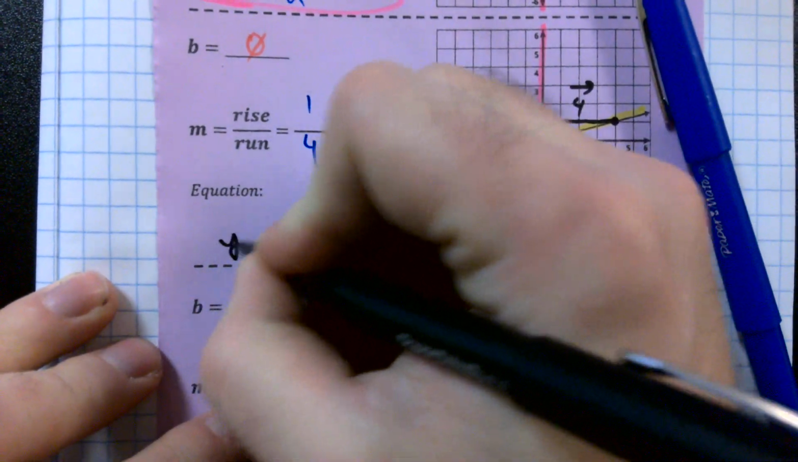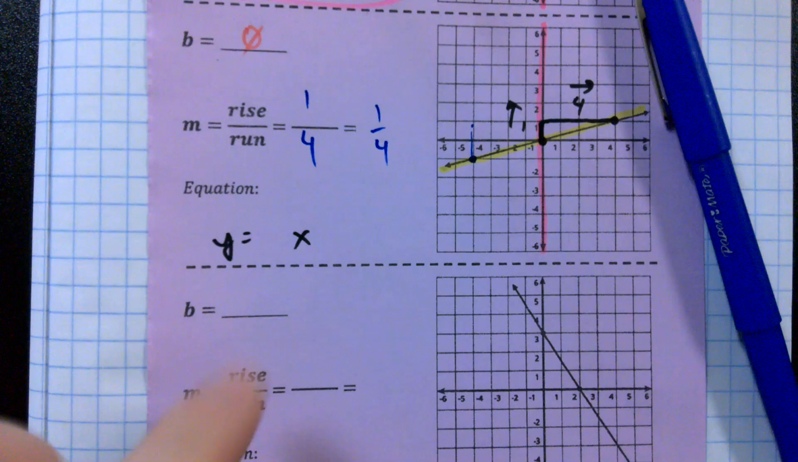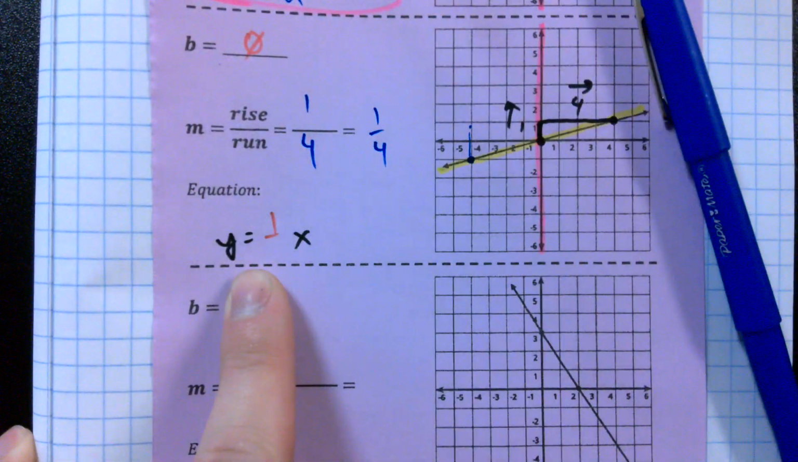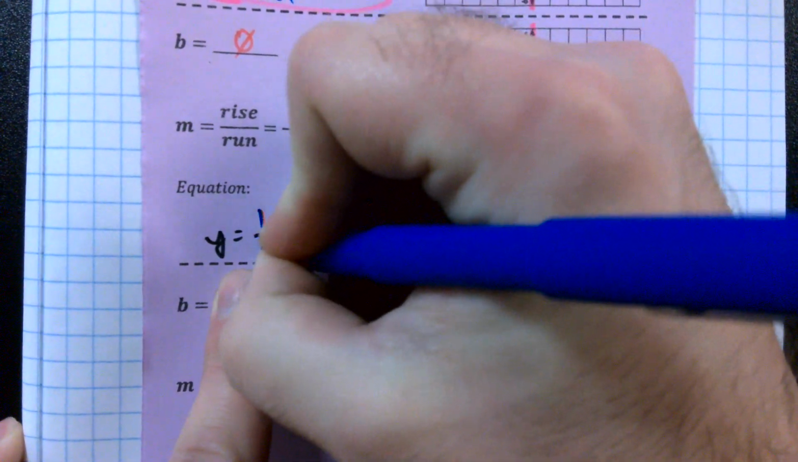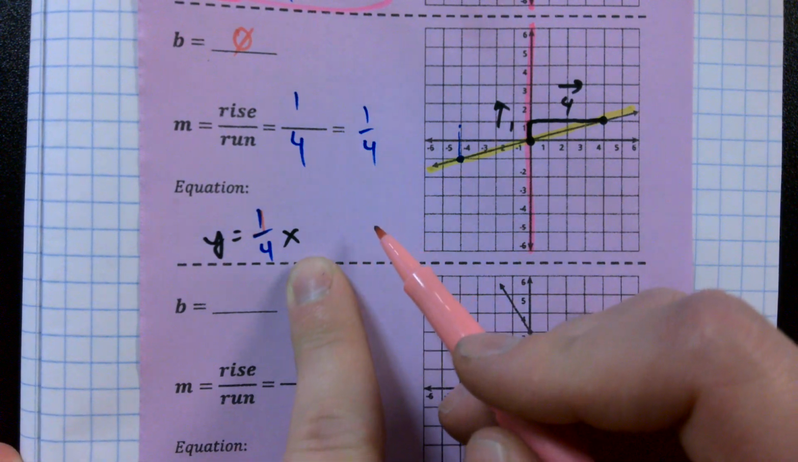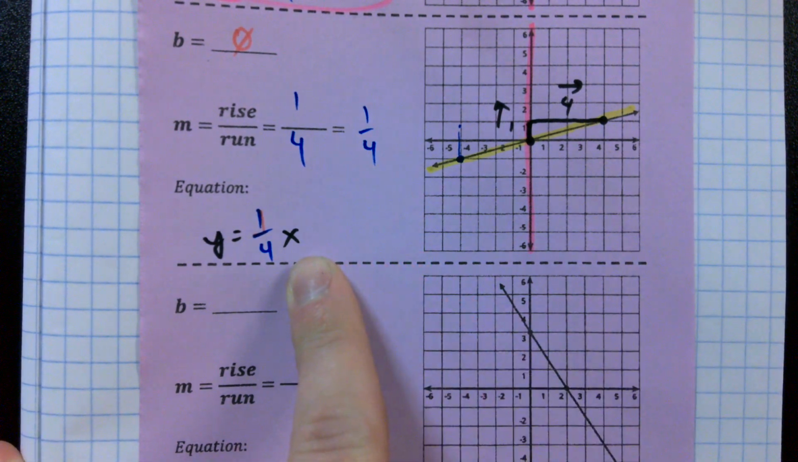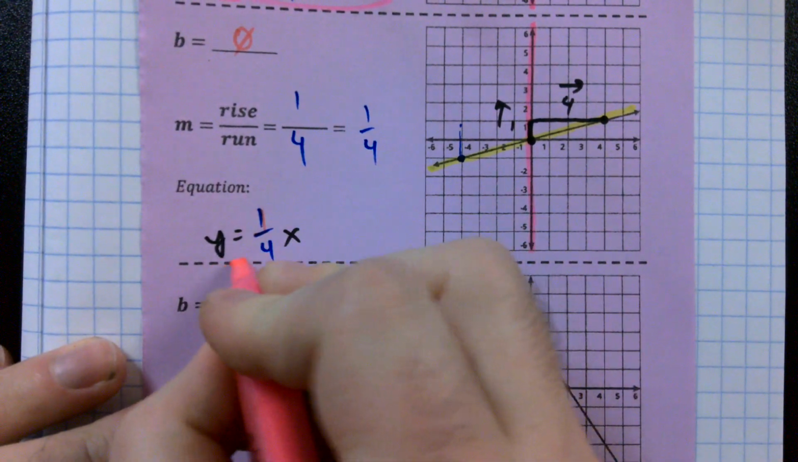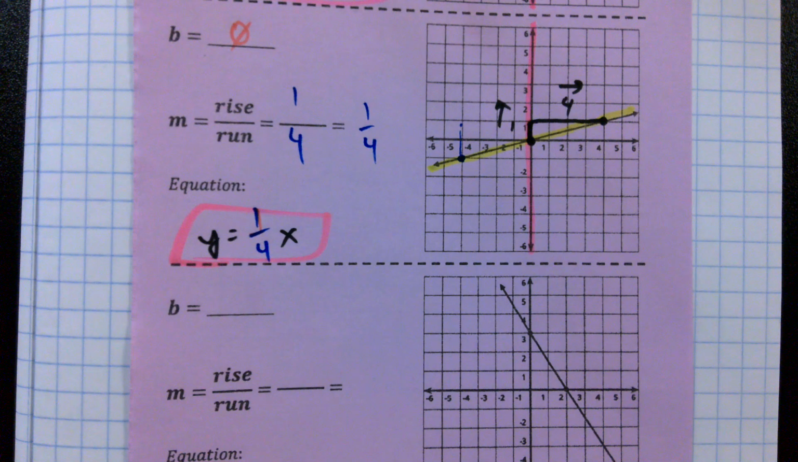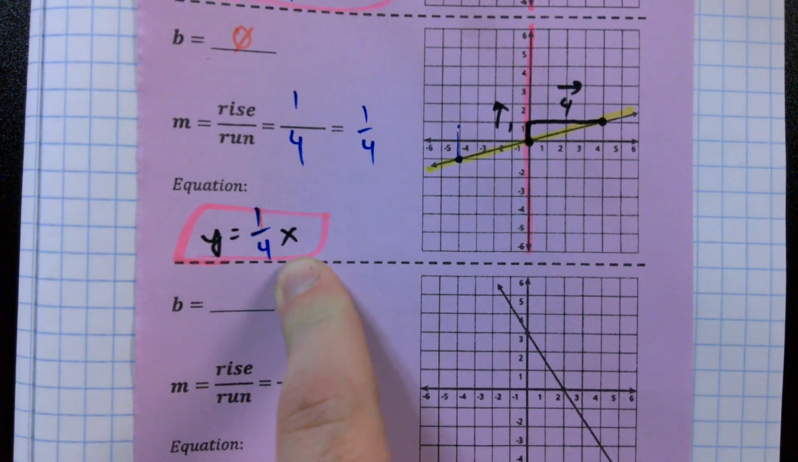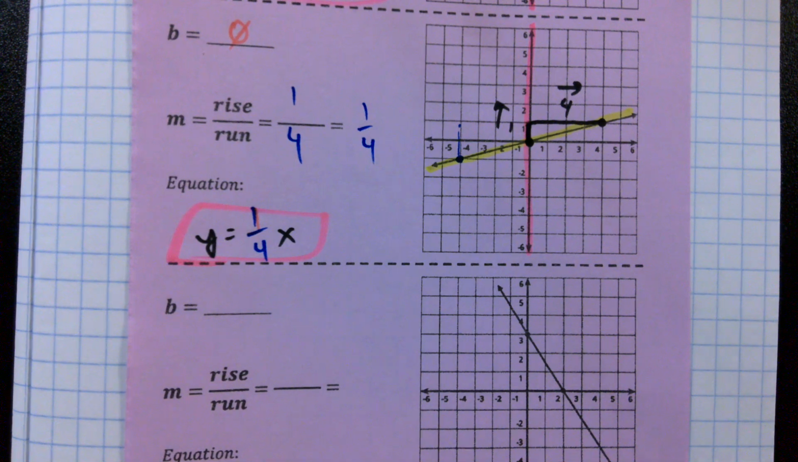So I'm going to plug these in. Y is equal to something x plus something. What's going to go in front of my x? 1 over 4, because that's my m. Oops, wrong color. What's going to go on the end? Nothing. We could write plus 0, but does adding 0 mean anything? No. So I'm just going to leave it like that. Y is equal to 1 over 4x. Now, bonus point, what type of relationship is this? Proportional. Good. That's right. This is proportional.